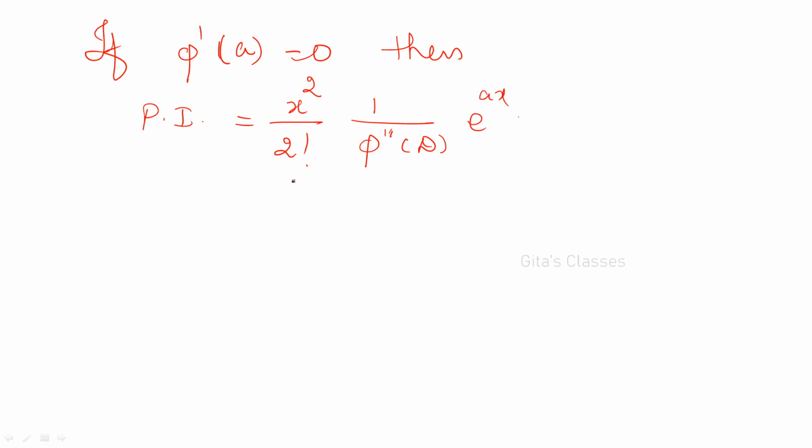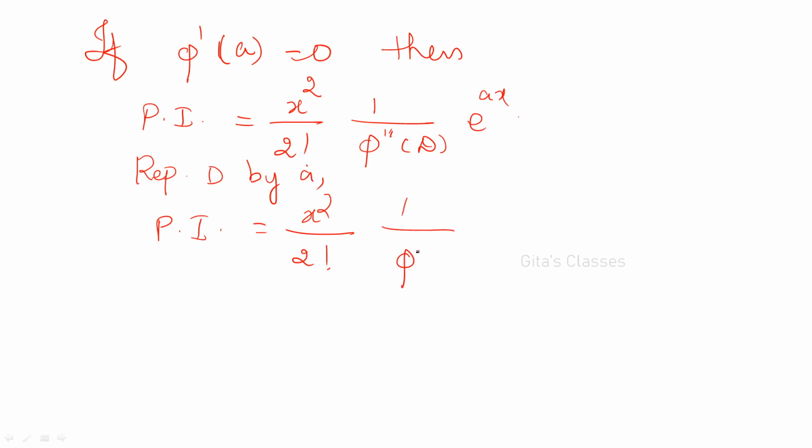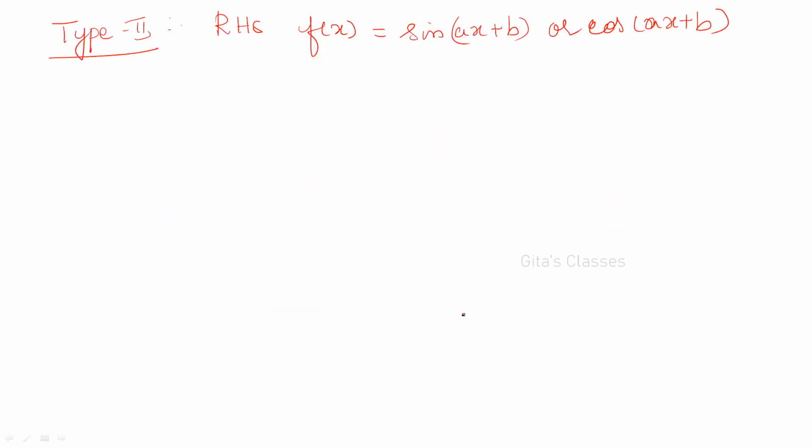Right? So now again replace D by a. So the particular integral is equal to x squared by 2 factorial into 1 by phi double dash of a into e power ax, provided again the same condition, phi double dash of a is not equal to 0. If it is equal to 0, then x cube by 3 factorial into 1 by phi triple dash of D into e power ax, and so on.